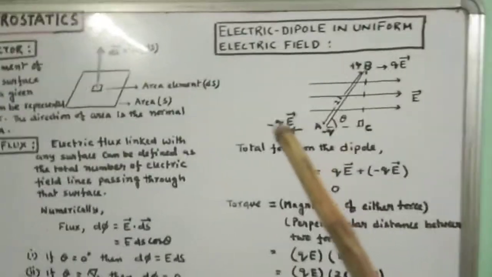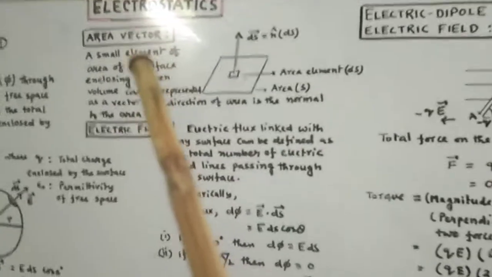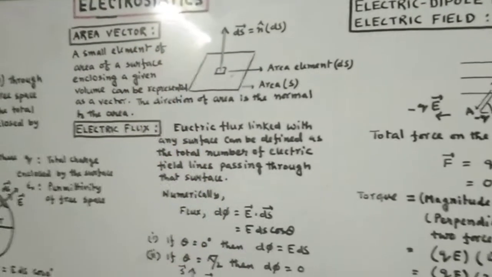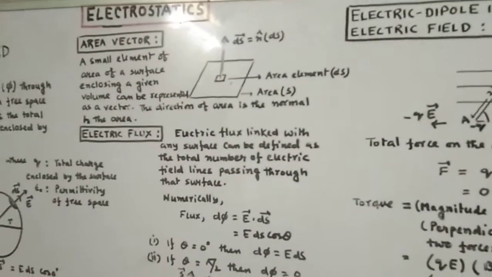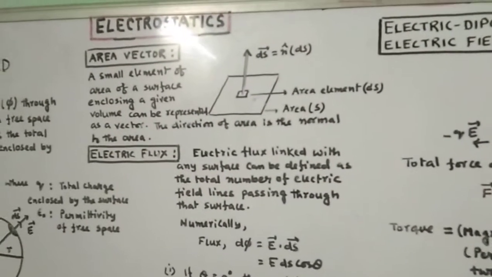Now let me go for another topic, that is area vector. Area is basically a vector quantity and the direction of the area can be defined by the normal drawn to the area.